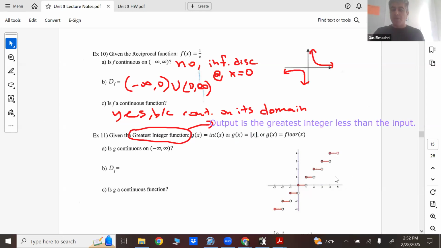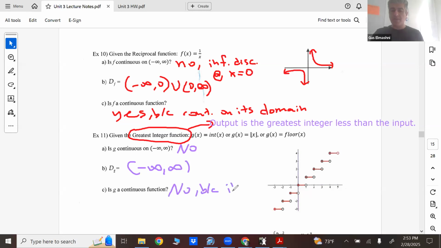Sometimes we call this a step function because it looks like steps of a staircase. So the domain is not continuous. What's the domain here? It is negative infinity to infinity. So is this a continuous function on its domain? No.